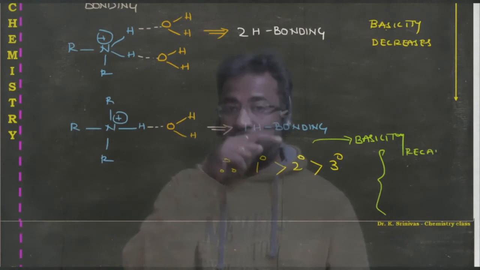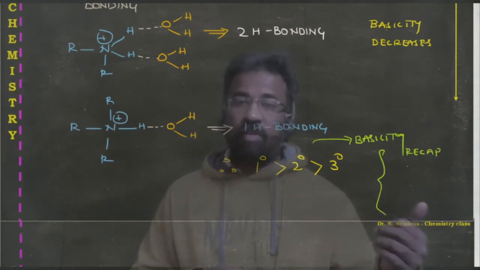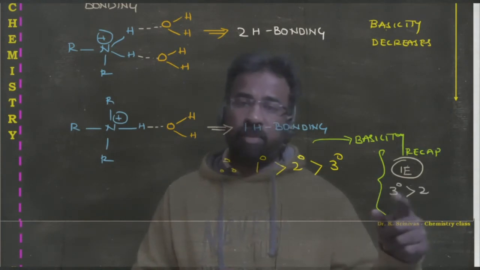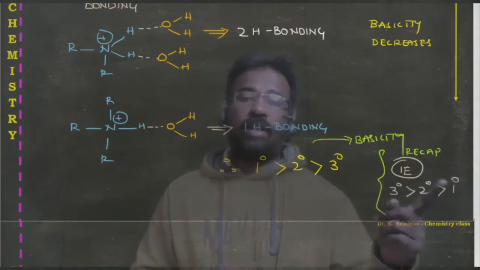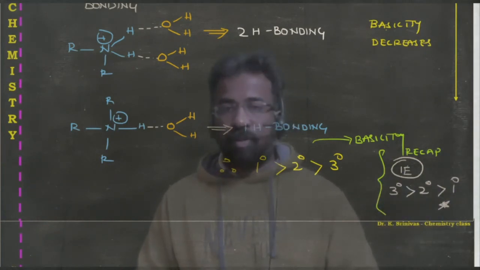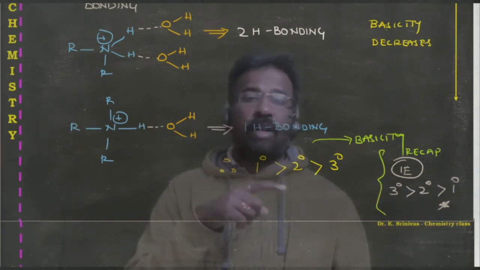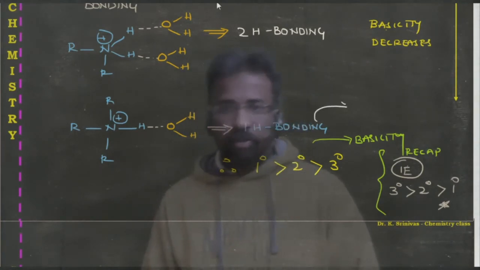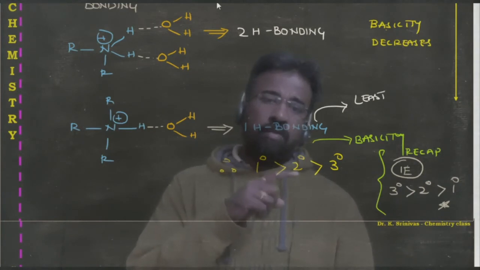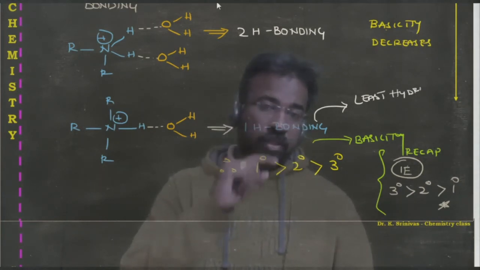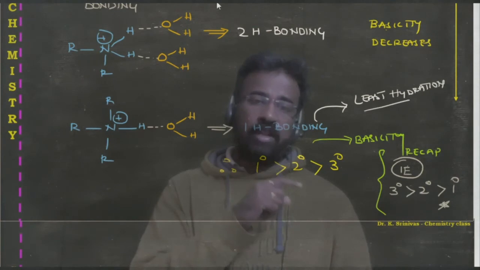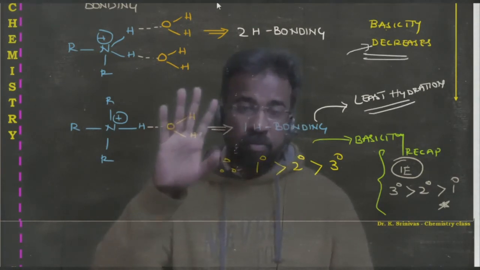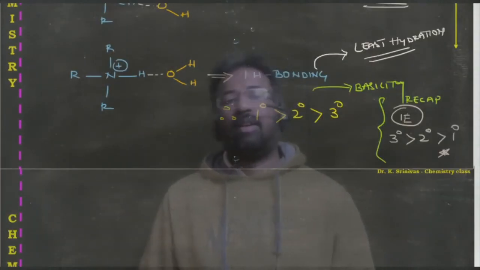If you recap the previous one, there we studied with respect to what? Inductive effect. In the inductive effect, the order is tertiary, secondary, primary, whereas in this case, we write primary, secondary, tertiary as the basicity order. It is because of the hydrogen bonding involved. In the last case, it is because of the least hydrogen bonding, least hydration. So that's the thing.